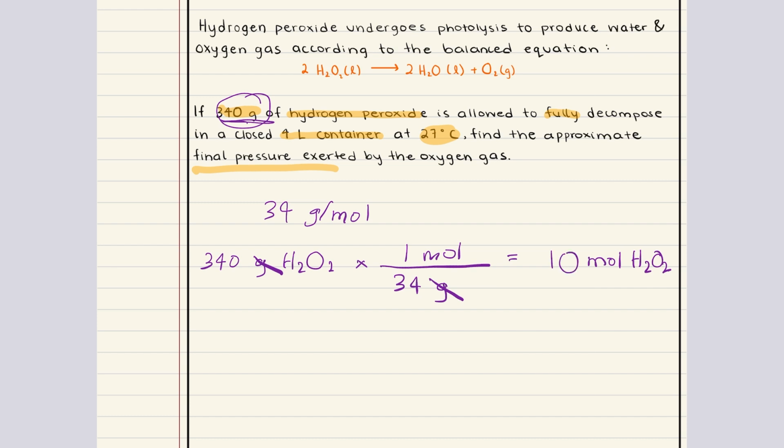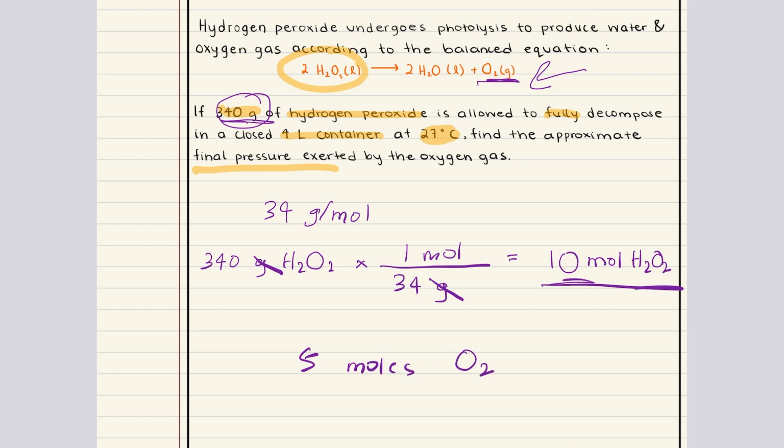Now that we know that, we're going to use the mole ratios in our balanced reaction to determine the amount of oxygen gas we can actually produce from 10 moles of hydrogen peroxide. We notice from the balanced reaction, it takes 2 moles of hydrogen peroxide to produce just 1 mole of oxygen gas. So with 10 moles of hydrogen peroxide, we can produce 5 moles of oxygen gas.